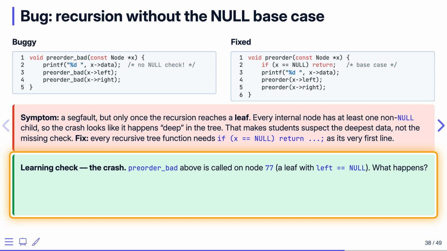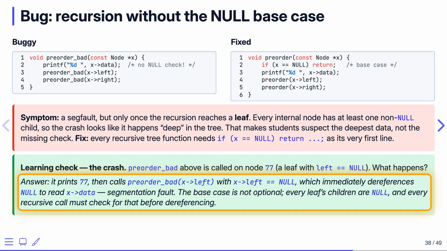We call preorder bad on node 77. It is a leaf, so its left child is null. What happens? Think for a moment before the answer. It prints 77. Then it calls preorder bad on X arrow left, but X arrow left is null. The function reads X arrow data right away, so it reads from null. That is a segmentation fault. The base case is not optional. Every recursive tree function needs the null check as its very first line.